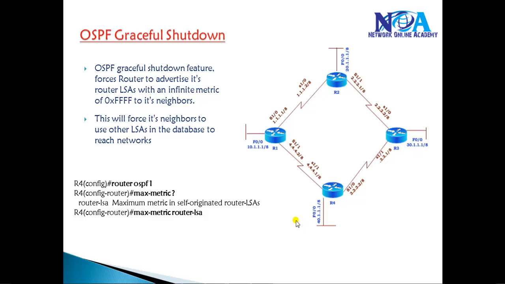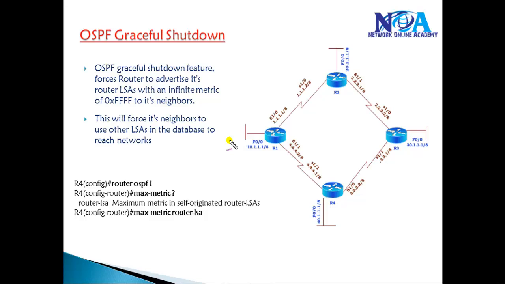In this video, we'll talk about the OSPF Graceful Shutdown feature. The OSPF Graceful Shutdown feature is something we can add on the routers, which is going to force the router to advertise its Router LSA with an infinite metric. But now the question is, why do we need to do that? Why exactly do we need to force the router to advertise the maximum metric?